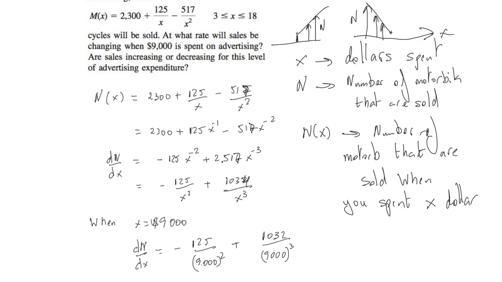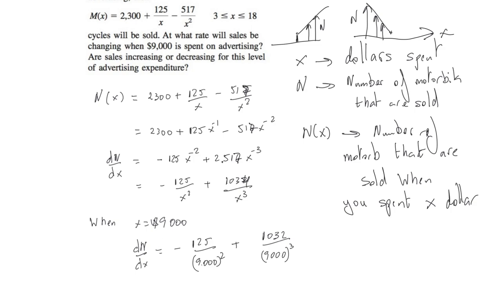So let's find the slope at x equal 9,000. The slope is easy to calculate. The slope of 2,300 is 0. The slope of this function 125x^-1 is minus 125x^-2, and the slope of this one is minus 2. This minus with this minus becomes positive, so it would be 2 times 517, which is 1034, divided by x cubed.